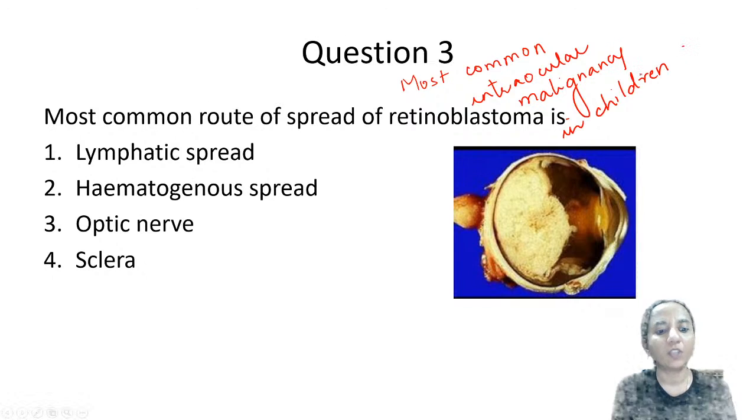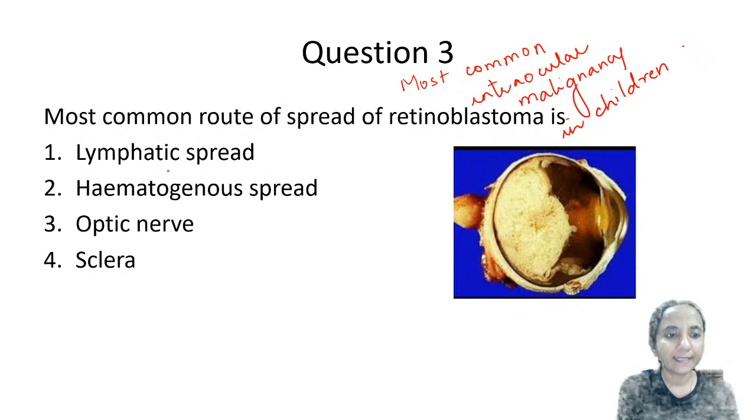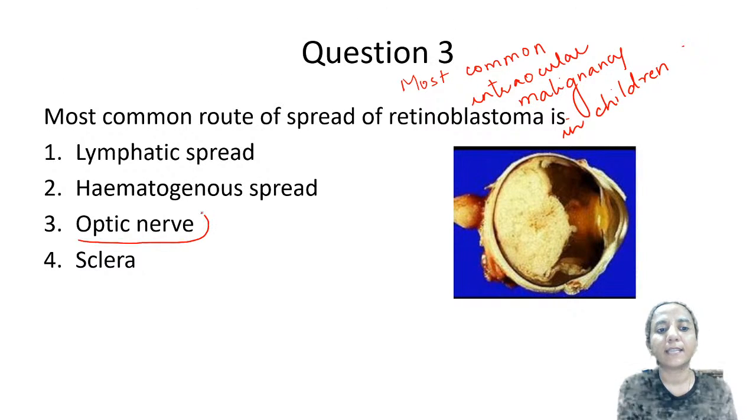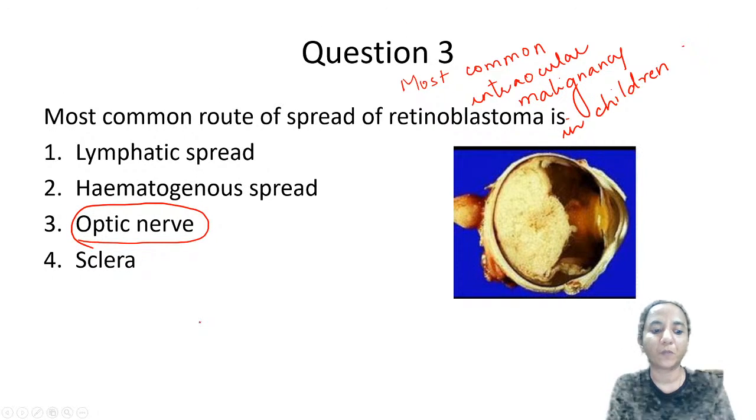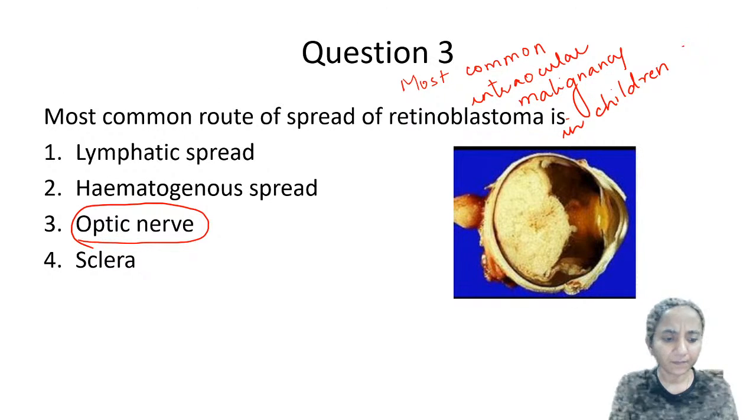Now this is something which we have to learn. This is the optic nerve. It is direct spread to the brain via the optic nerve. That is the most common route of spread of retinoblastoma. Right? So this was actually an easy question. It spreads to the brain. Now, taking the opportunity of this question, let us just quickly revise a few salient points about retinoblastoma.